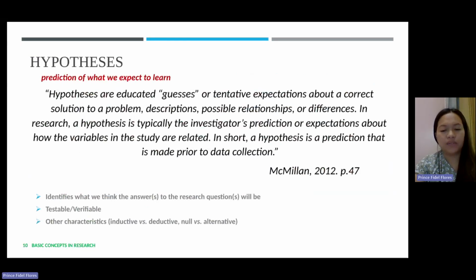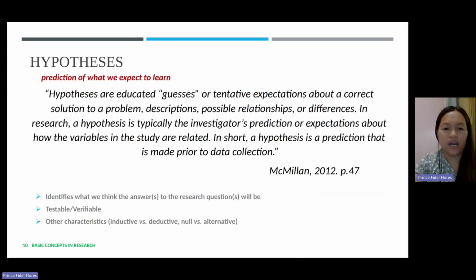A logical next step, once the problem statement and research questions have been identified, is to develop the research hypothesis. The research hypothesis is the projection of what we expect to learn. According to Macmillan, hypotheses are educated guesses or tentative expectations about a correct solution to a problem, descriptions, possible relationships, or differences. In research, a hypothesis is typically the investigator's projection or expectation about how the variables in the study are related. In short, a hypothesis is a projection that is made prior to data collection.